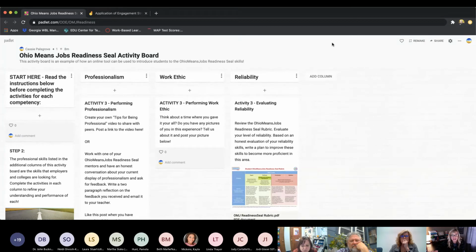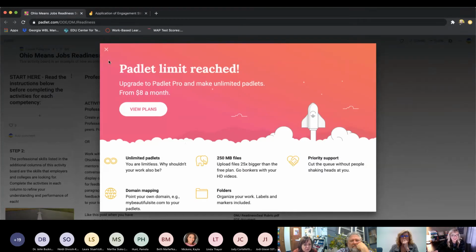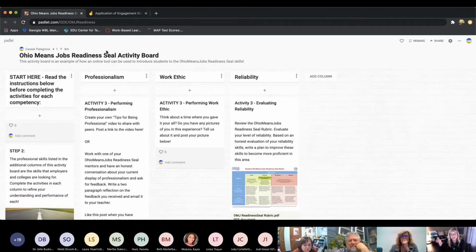If you have a Padlet account, you just visit this link here, click Remake, and then it will, in my case, my limit is reached, but in your case, if you don't have 3 Padlets, it will let you copy this particular board right to your own account so that you could use it with your individual students as well.